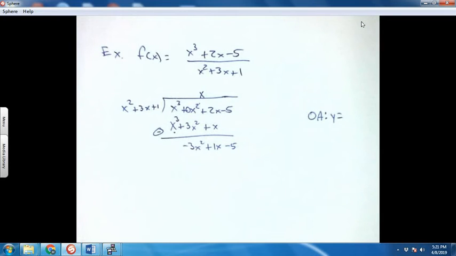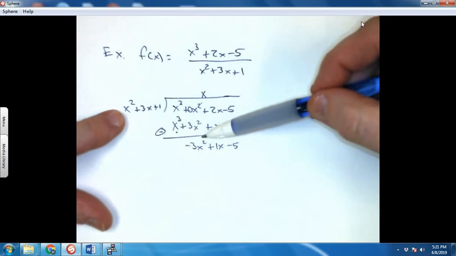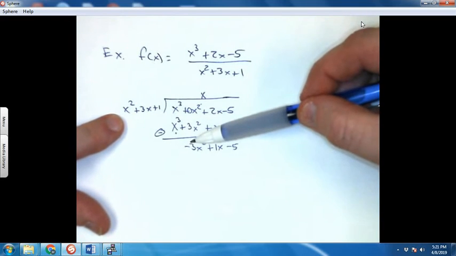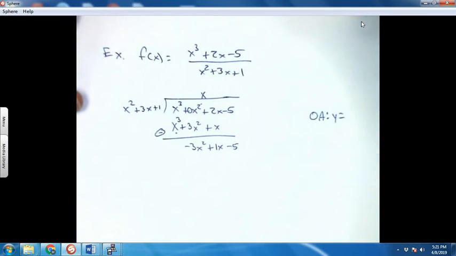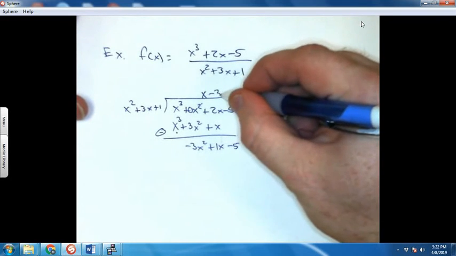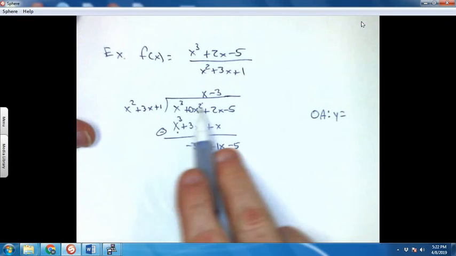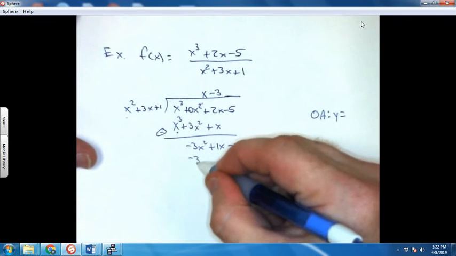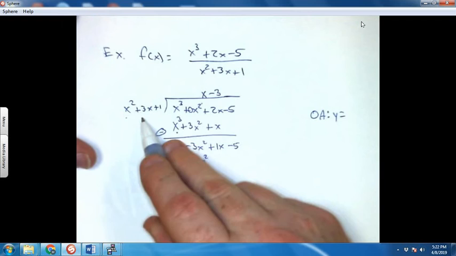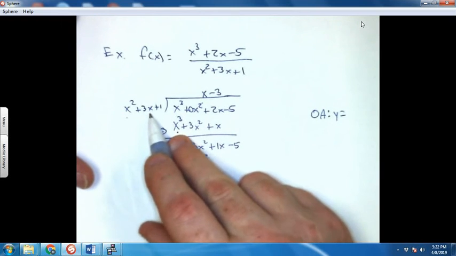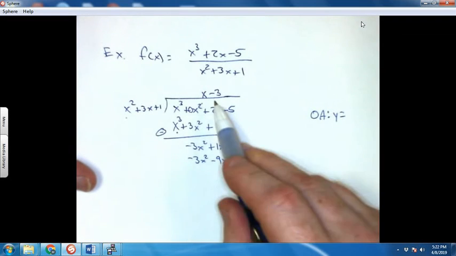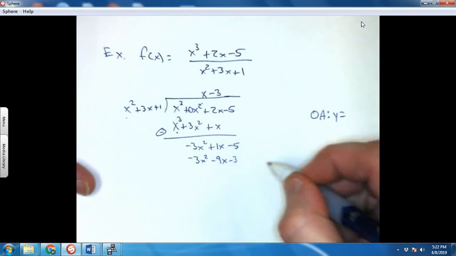And now, I'm going to take a look here. What times x squared will give me negative 3x squared? Well, that would be negative 3. So now I'm going to multiply each of these by negative 3. I'm going to get negative 3x squared. Negative 3 times positive 3x is negative 9x. Negative 3 times 1 is negative 3.